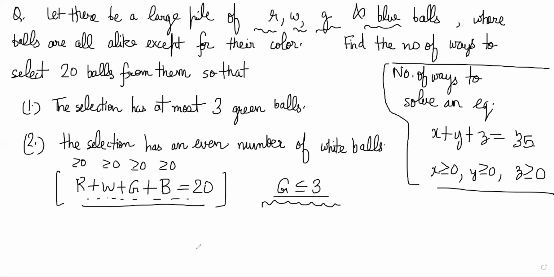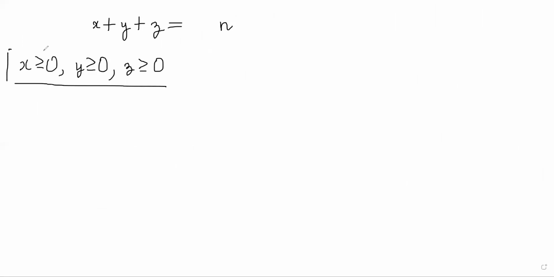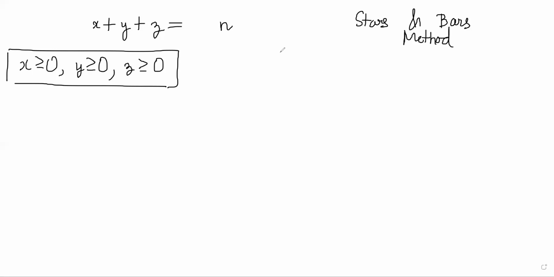So, suppose you have to solve x plus y plus z is equal to n, right? How many ways can you solve this equation? It is given that x is greater than equal to 0, y is greater than equal to 0, and z is greater than equal to 0, right? Yeah. Then this is called the stars and bars method. Basically, what you imagine is that there are n stars.